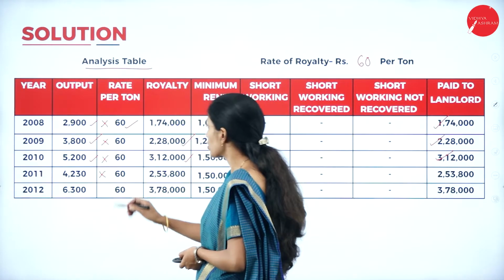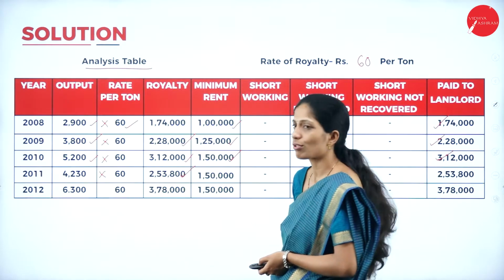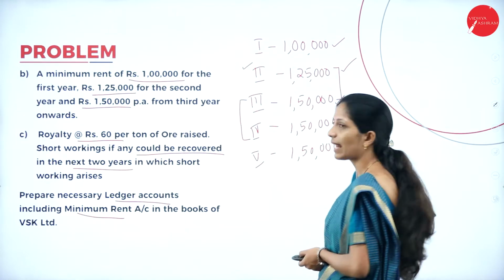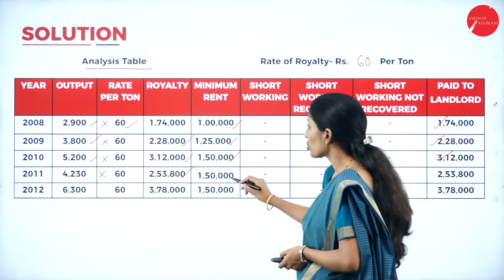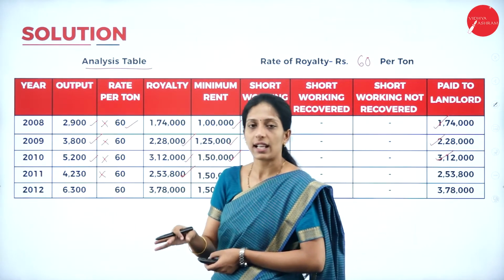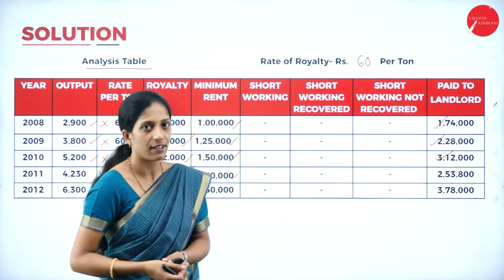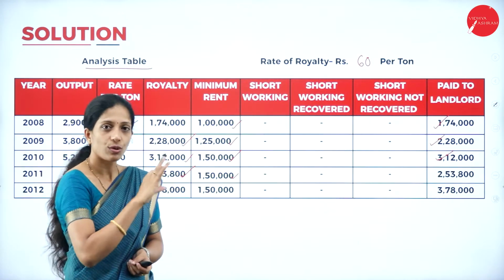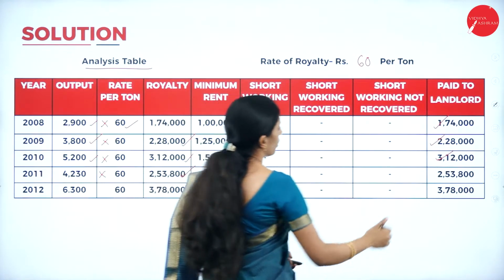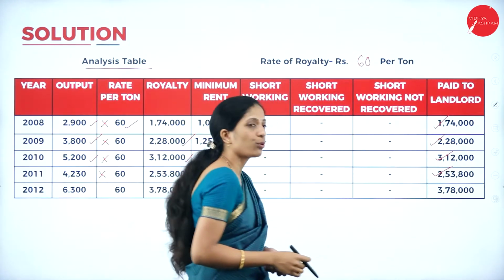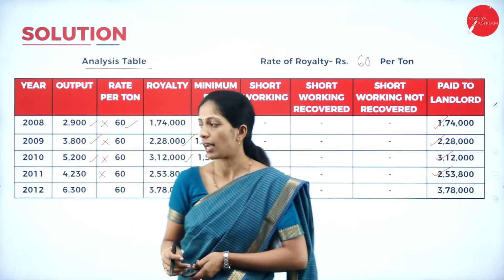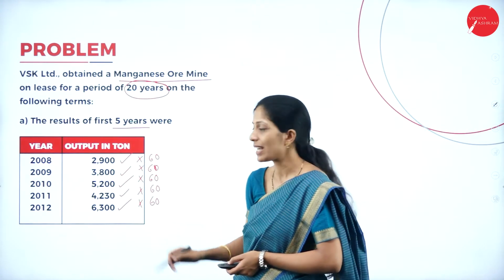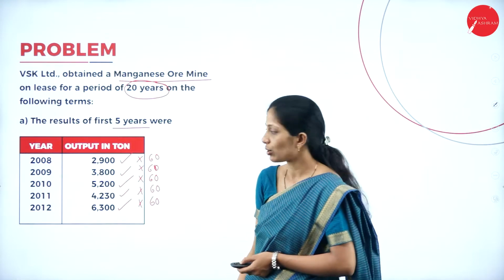So into 60, you will get 2,53,800. But what is the minimum rent in the fourth year? 1,50,000. So here also royalty is greater than minimum rent. So royalty itself is payable to landlord. There will be no short workings. So amount payable to landlord is 2,53,800. Now coming to the last year, 2012, 6,300 units into 60 per unit.